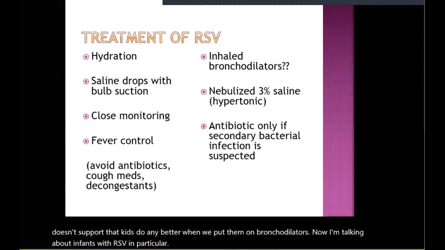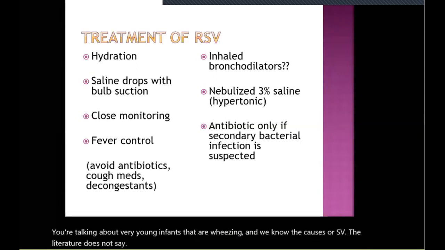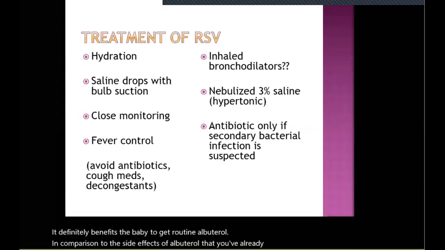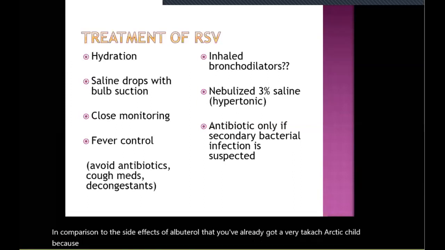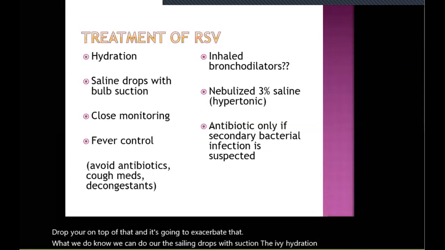You're talking about very young infants that are wheezing, and we know the cause is RSV. The literature does not say it definitely benefits the baby to get routine albuterol in comparison to the side effects of albuterol. You've already got a very tachycardic child because of their illness, and then you go and put your albuterol on top of that, and it's going to exacerbate that. What we do know we can do are the saline drops with suction, the IV hydration, and the humidified oxygen as needed.